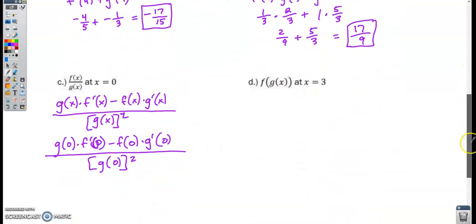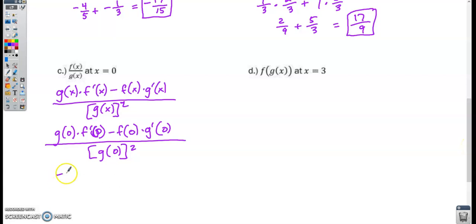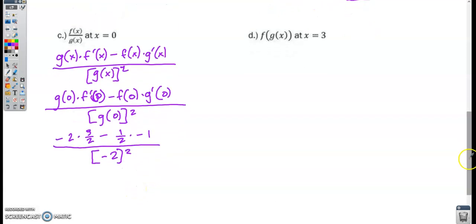All right, so g of 0 is negative 2, and f prime of 0 is 3/2, and f of 0 is 1/2, and g prime of 0 is negative 1, and g of 0 was negative 2. So we can go ahead and calculate all that, and that gives us negative 3 plus 1/2 all over 4, which is negative 5/2 over 4, which simplifies to negative 5/8. And that's the value of the derivative of f of x over g of x at x equals 0.